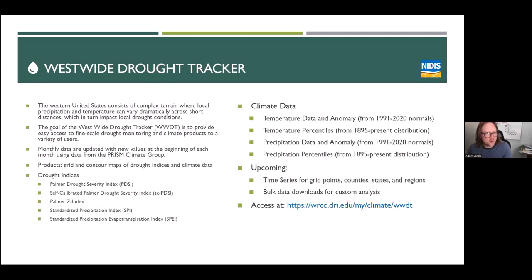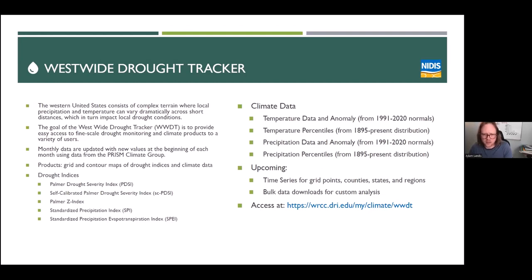And another tool that we offer is the West-wide Drought Tracker. This tool provides access to fine-scale drought monitoring and climate products. Some of the products that users can build are grid and contour maps of drought indices and climate data. Some of the drought indices we offer are PDSI, SCPDSI, Palmer Z-Index, SPI, and SPEI, as well as climate data for precipitation and temperature departures and anomalies.